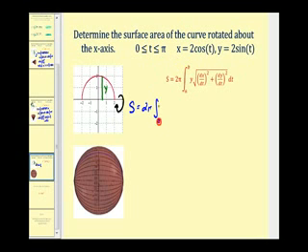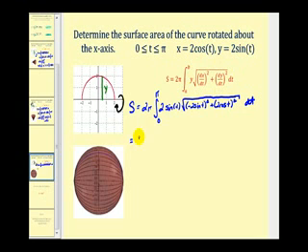The interval is from 0 to pi. Y is equal to 2 sine t. And then we're going to have the square root of (dx/dt) squared. Well, dx/dt is going to be negative 2 sine t, squared, plus (dy/dt) squared. Well, dy/dt is going to be 2 cosine t, squared. Now let's go ahead and simplify this.